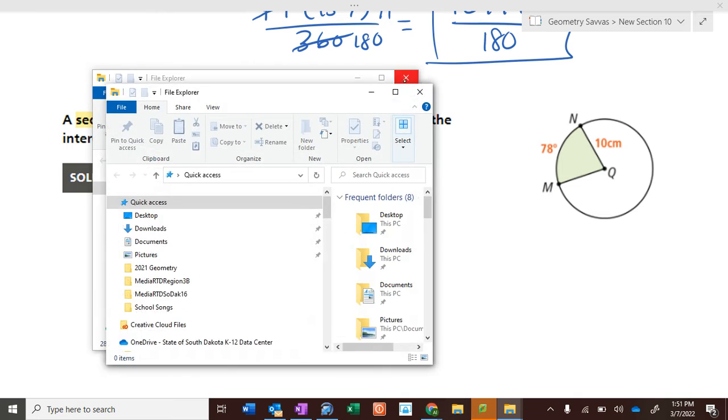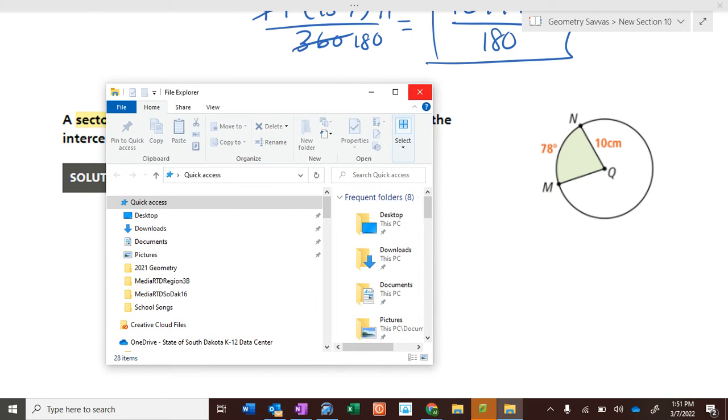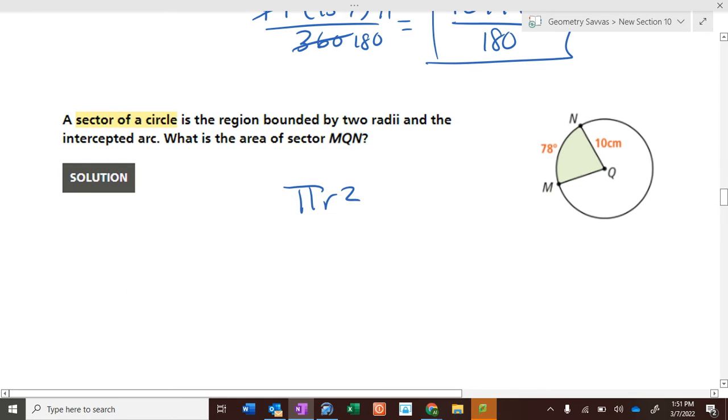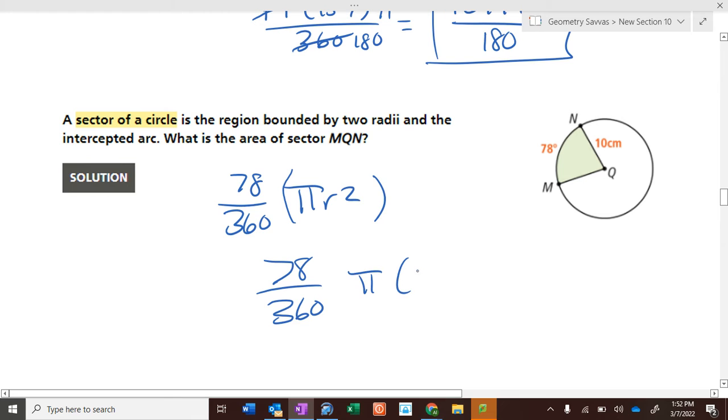Well, when we're doing a sector area, it's just a portion of the circle, right? How much of the circle is it? Well, it's 78 out of 360, because that's the number of degrees in a circle. So it's just a portion of the circle. So 78 over 360 times pi times 10 squared. So 100 times that is 7,800 over 360 pi.